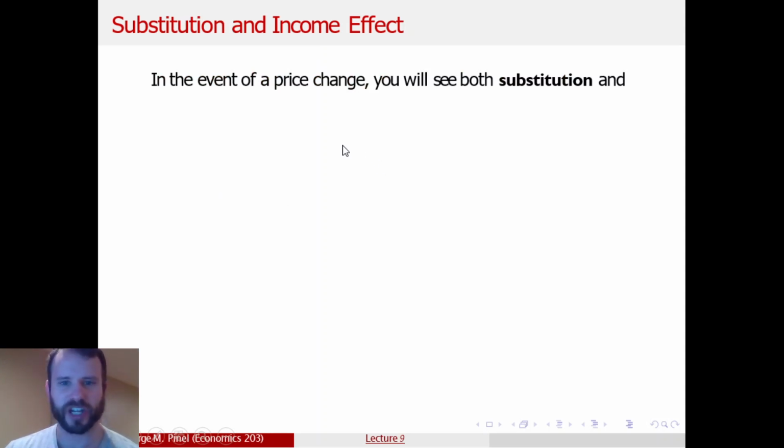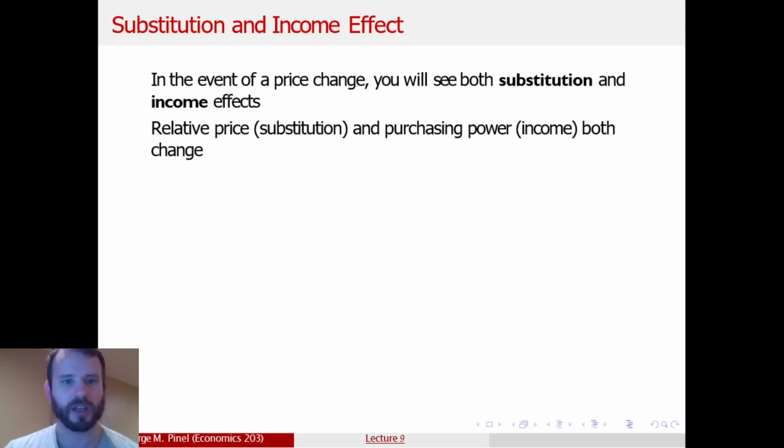So in the event of a price change, you'll see both a substitution and an income effect. Okay. So a price increase of one good will lead to a relative price increase in one good and a relative price decrease in the other good, leading to substitution from the now more expensive good to the now less expensive good. And it will also decrease your overall purchasing power for both goods. Okay.